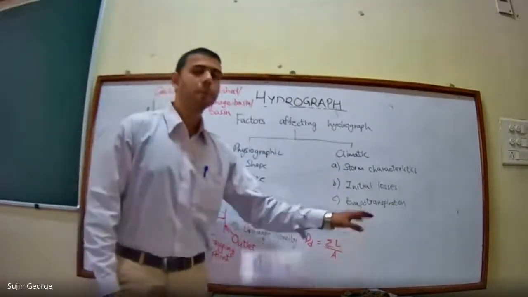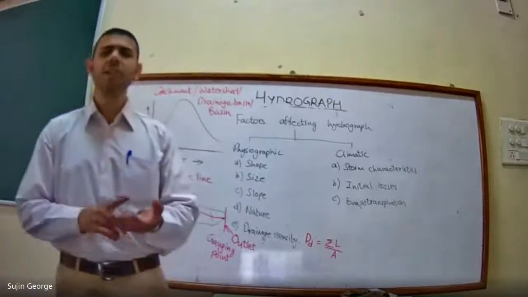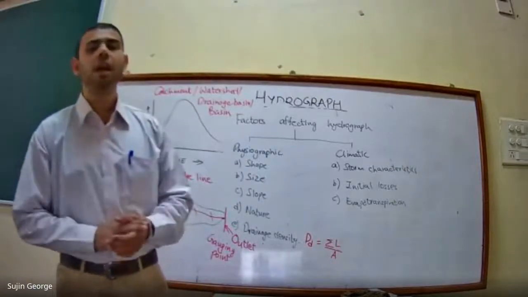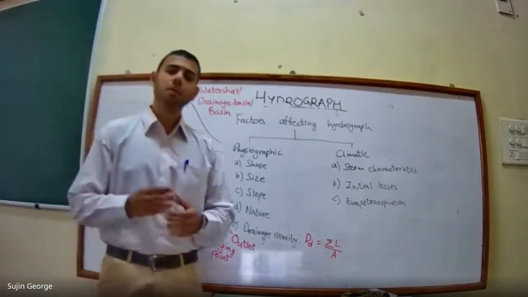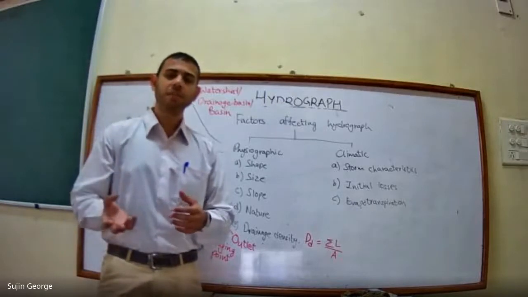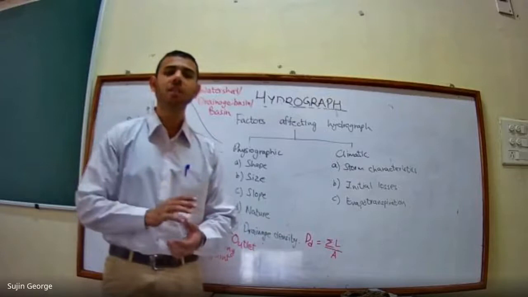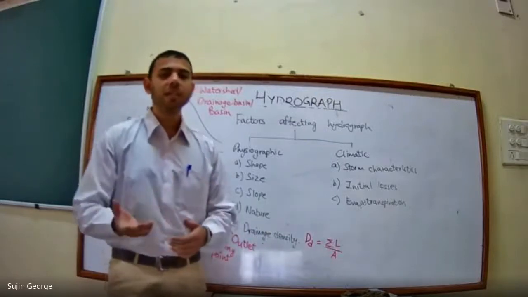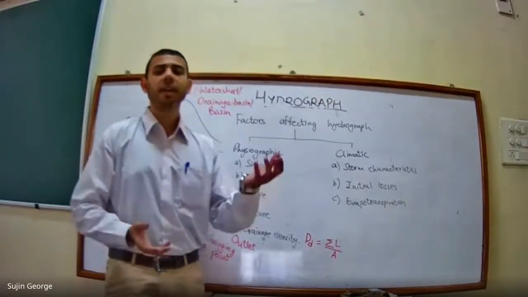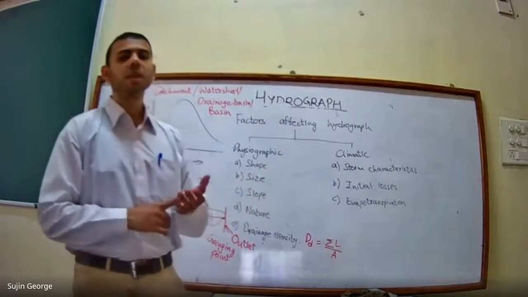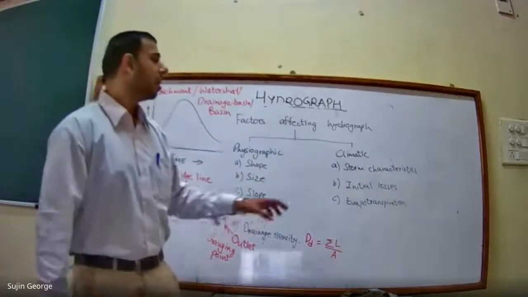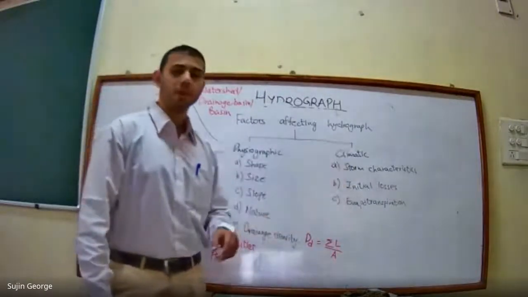Then there is the evapotranspiration. That is evaporation plus transpiration combined. We know that when precipitation occurs, the precipitated water will not stay on the surface of the earth. It will either get evaporated or it will get transpired. That is called evapotranspiration. So this will also affect the hydrograph.